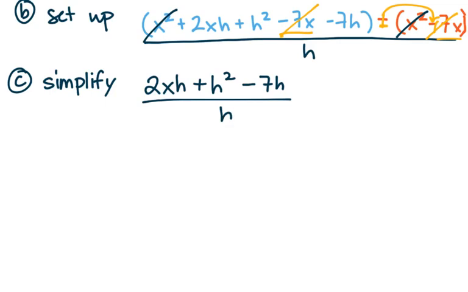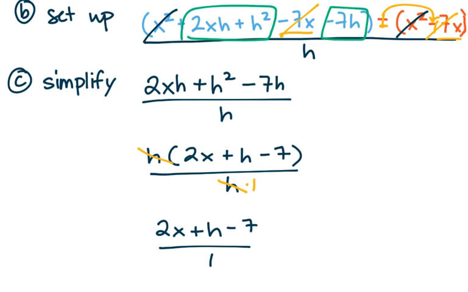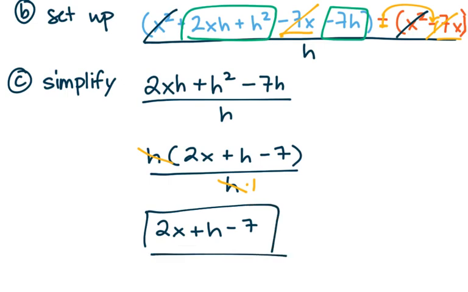We need to look at all of the pieces that are left in the numerator. I had 1, 2, 3 terms left. Now you'll notice in my numerator, all 3 of my terms have an h. At this point, I'm going to factor that out. That's h times 2x plus h minus 7 all over h times h in the numerator times h in the denominator. That's h times 1. That leaves me with 2x plus h minus 7 over 1. And we do not need to write, divide by 1. So that is the final answer for our quadratic difference quotient.